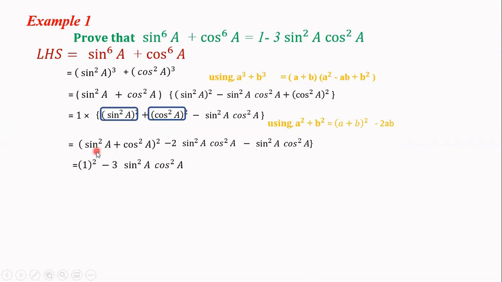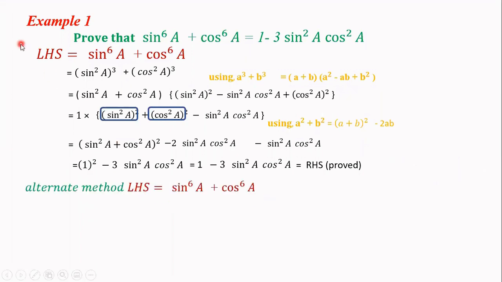Now we can use the formula sin^2 A plus cos^2 A equals 1. So we have here 1 square, and it is like term with the last one. Sin^2 A cos^2 A and sin^2 A cos^2 A, these two are like terms, so they will get added. Minus 3 sin^2 A cos^2 A, which is the right hand side. So it is proved. We can also use an alternative method to prove this one.